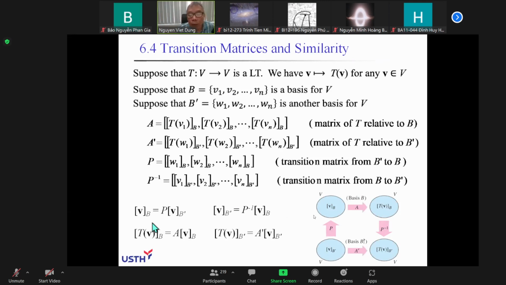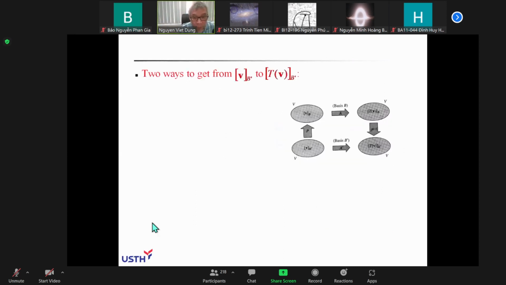That is here, so that we will get a matrix P. And similarly, changing from the coordinate of B into the coordinate of B prime, we can apply the P inverse here. So that is the way we can relate A and A prime together. Next, we consider the following slide.